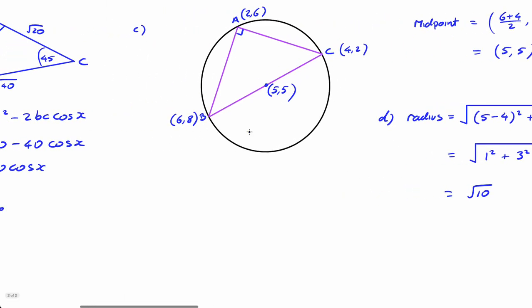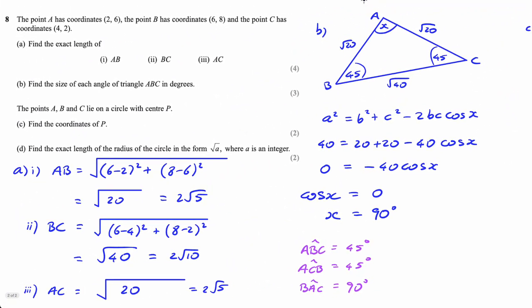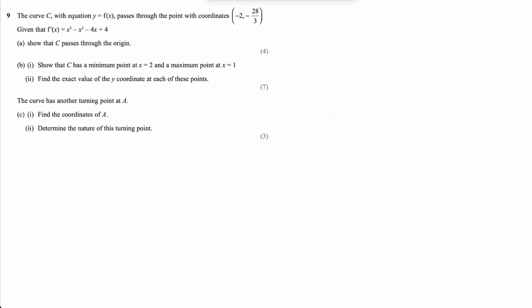Okay, that, guys, is question 8. The curve C with equation y equals f of x passes through the point with coordinates this, given that f dash of x is equal to this, show that C passes through the origin. Okay, so guys, this is a classic. We're given the derivative and we need to find f of x. How do we do it? We do it by integrating the derivative.